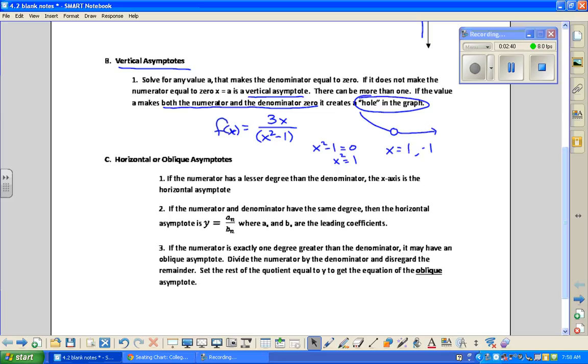And if we had 3 factors on the bottom, there could be 3 vertical asymptotes. But anywhere where we have a value that gives us 0 on the bottom, 1 squared minus 1 is 0, so that's a vertical asymptote. Negative 1, because both numbers would give you division by 0.